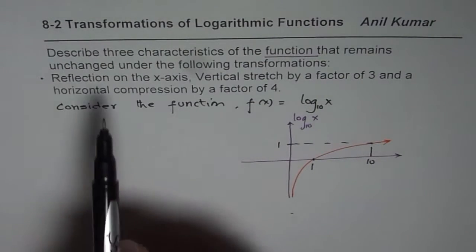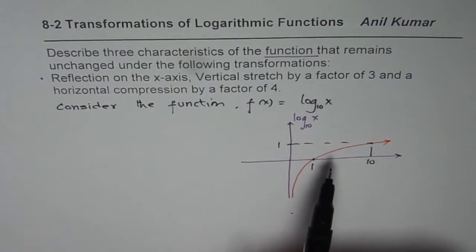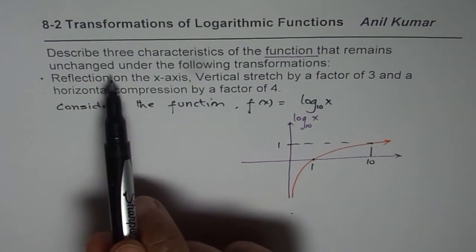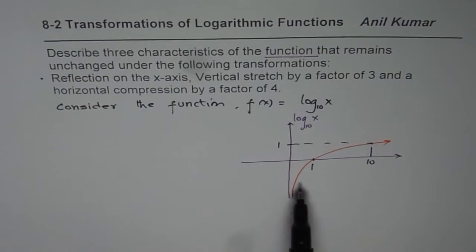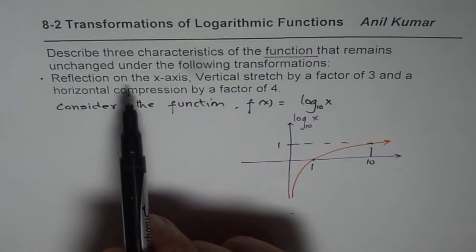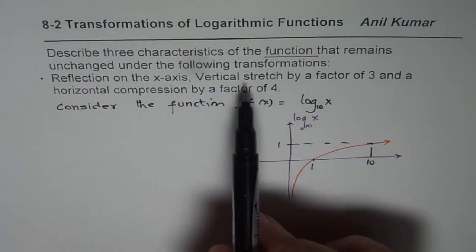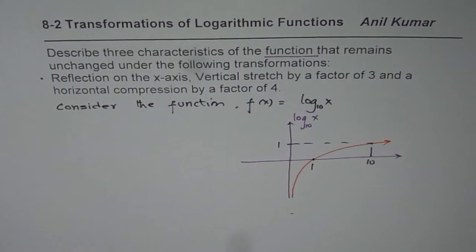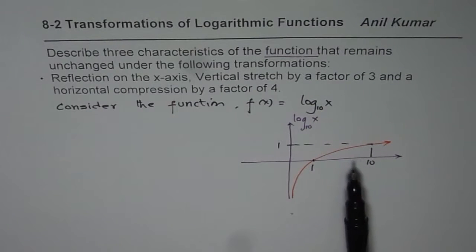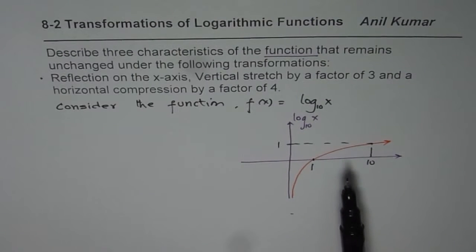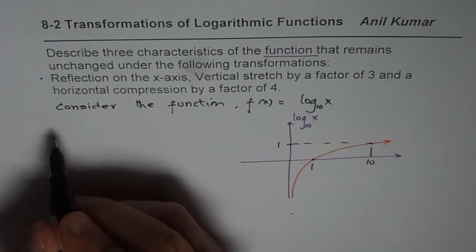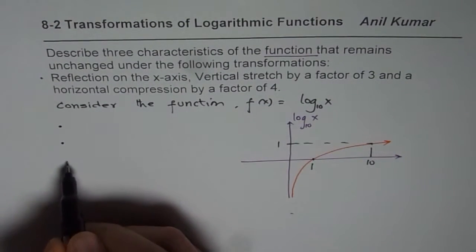Now the question is, describe three characteristics for the given function that remain unchanged under the following transformations. In fact, it could be any logarithmic function, but we are taking specifically one. Consider reflection on the x-axis, vertical stretch by a factor of 3, and a horizontal compression by a factor of 4. When you perform these transformations on this function or a similar logarithmic function, you need to find out three characteristics which do not change. You can pause the video and write down three characteristics which do not change, right?